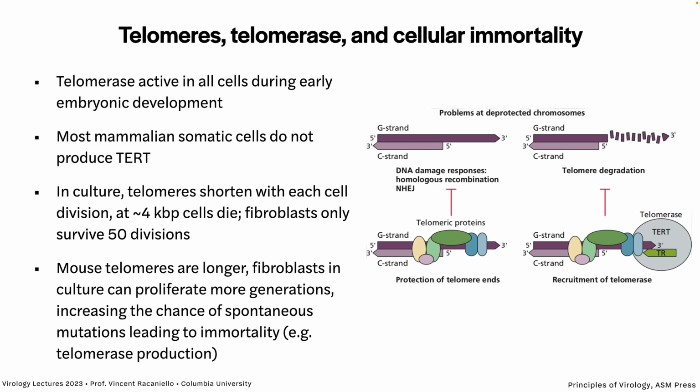Every time DNA replicates, every time a cell divides, it sustains mutations, because DNA replication is error-prone, not as much as RNA replication, but it is error-prone. And so the longer you let a cell divide, the more the chance is it will become immortal. So we'll explore this in a moment.